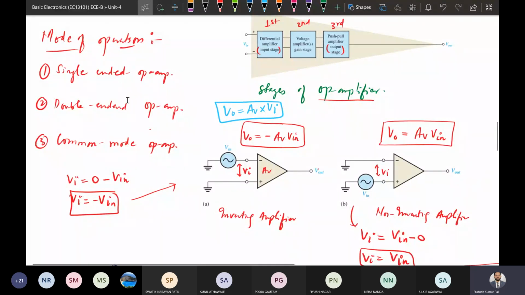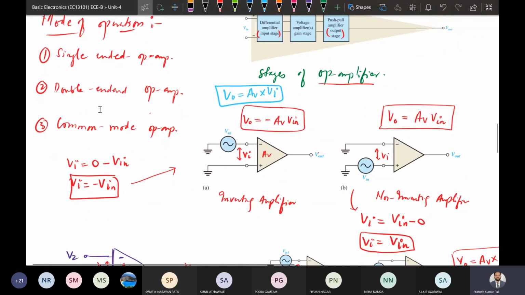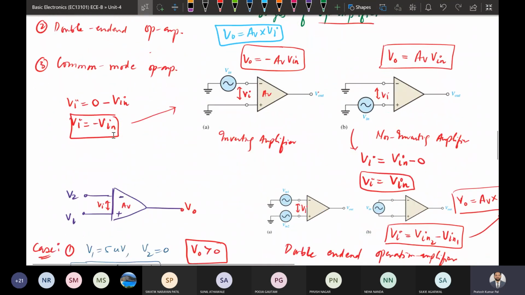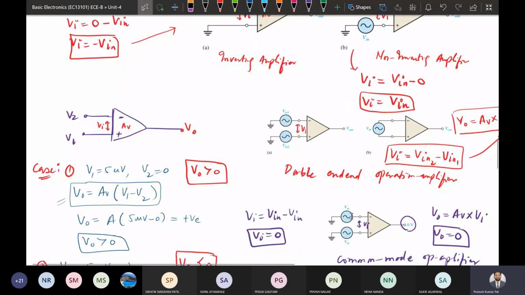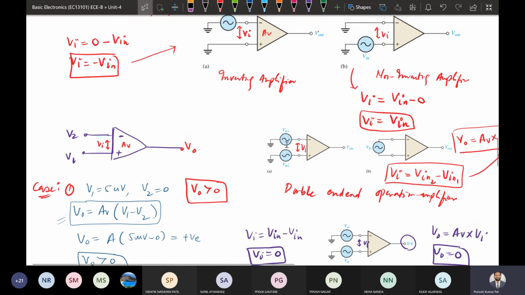In the different modes we have single-ended, double-ended, and common mode. Common mode is where both the inputs are the same. Two input terminals are there, and if both inputs are the same, it is called common mode. If the inputs are different at both terminals, it is called double-ended, or differential mode.